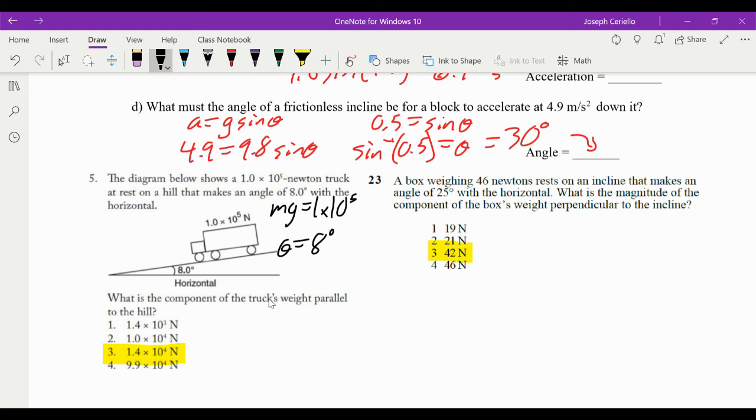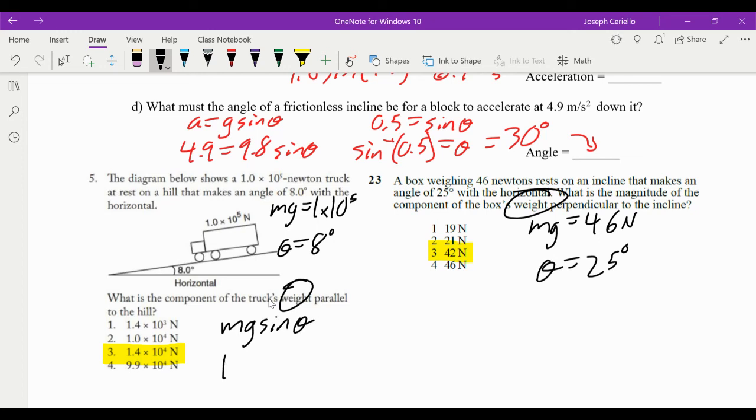Over here, the weight of the box, mg, is 46 newtons. The dead giveaway is the unit. If it was in kilograms, yeah, it would be the mass, but it's not in this case. Theta is 25 degrees. Here in number 5, it's asking for the parallel component of the weight. This one's asking for the parallel component of the weight. So this isn't g sine theta over here on the left. This is actually going to be mg sine theta.